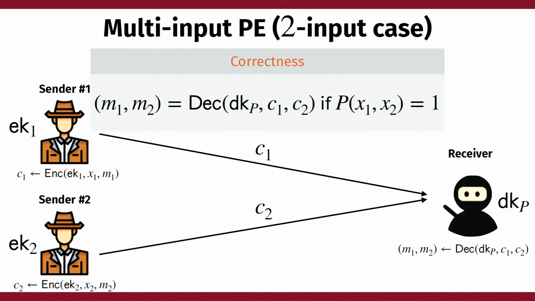And on decryption, the functionality is the following. You decrypt both ciphertexts, and you obtain the encrypted messages if the predicate is satisfied. And the predicate now is going to be a two-input predicate evaluated over the input of the first sender and the input of the second sender.